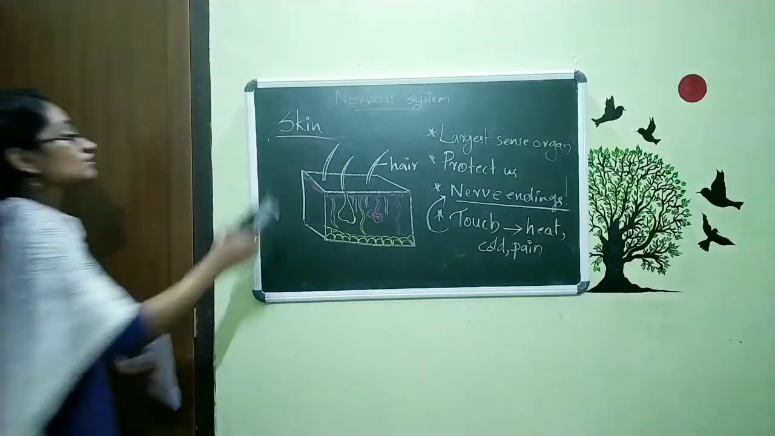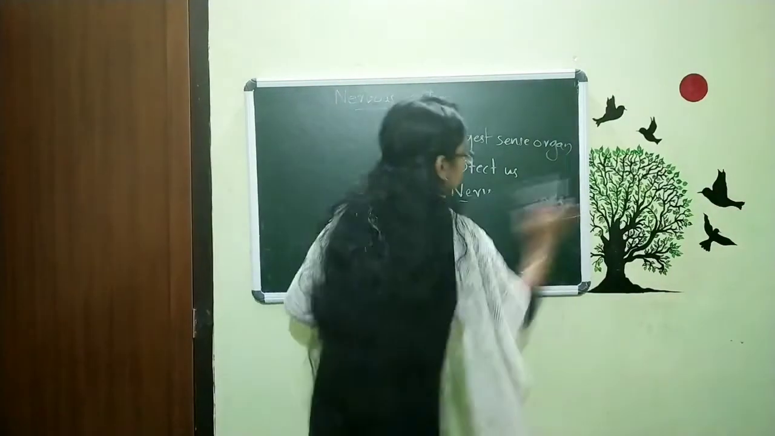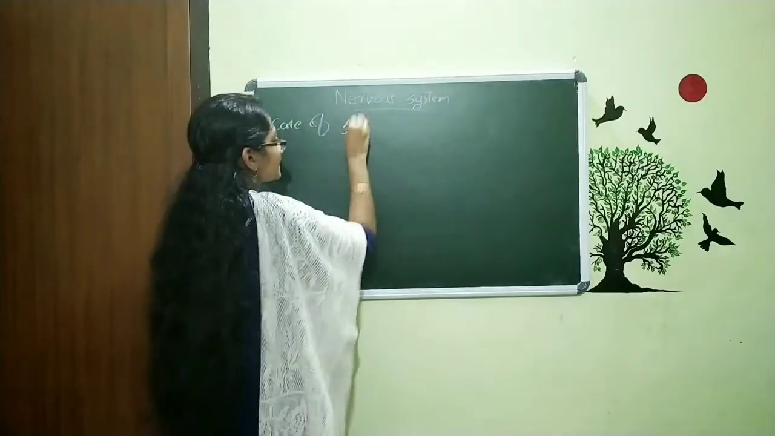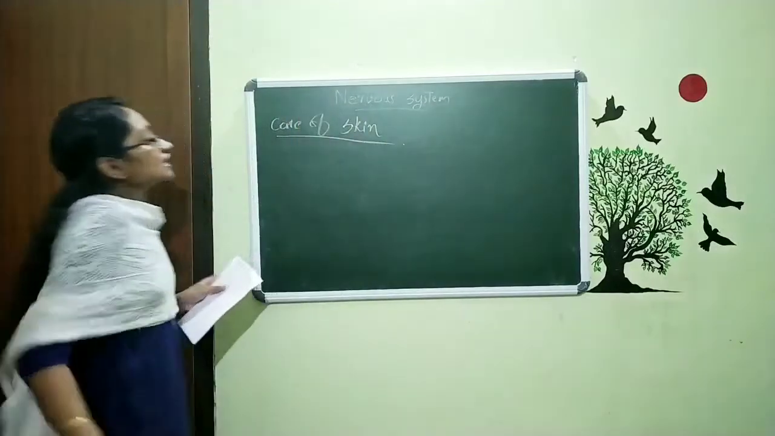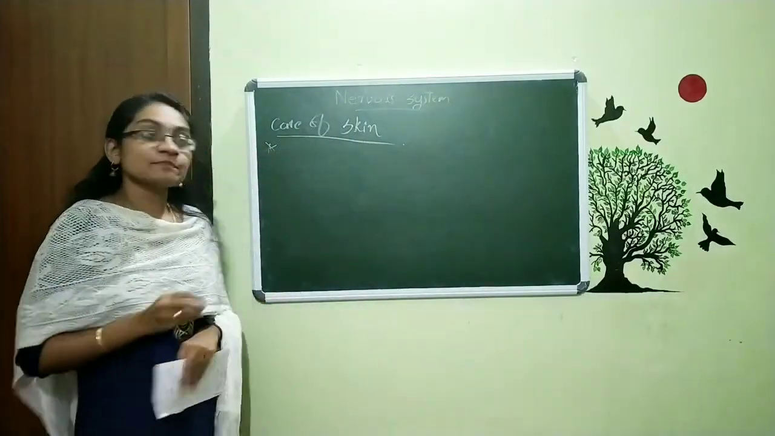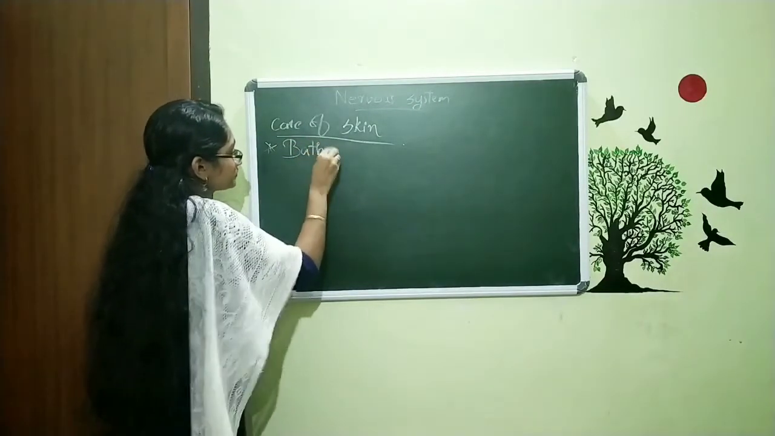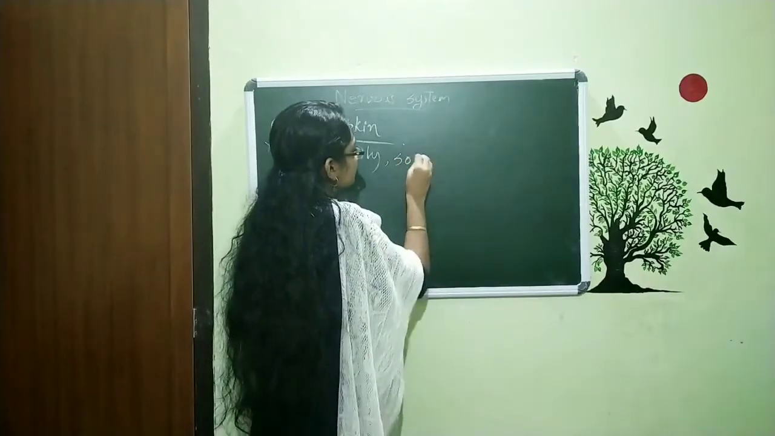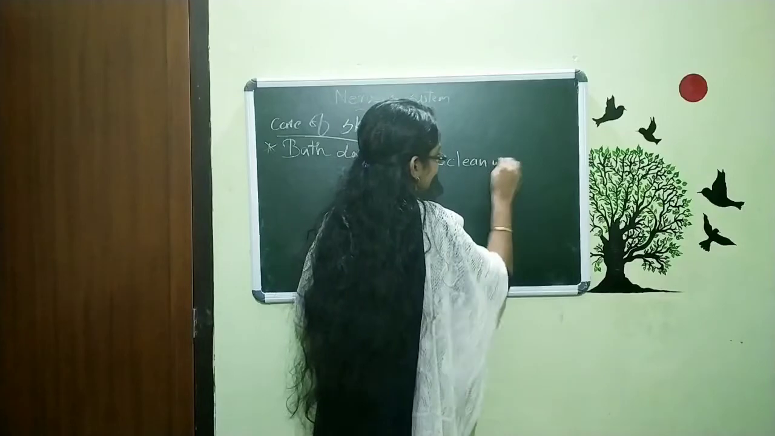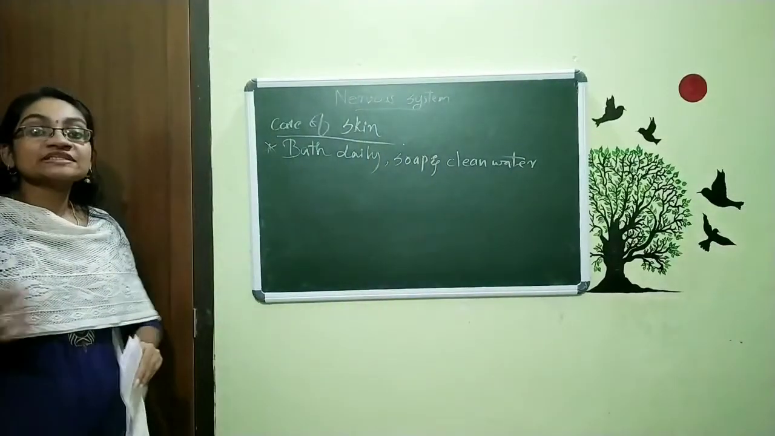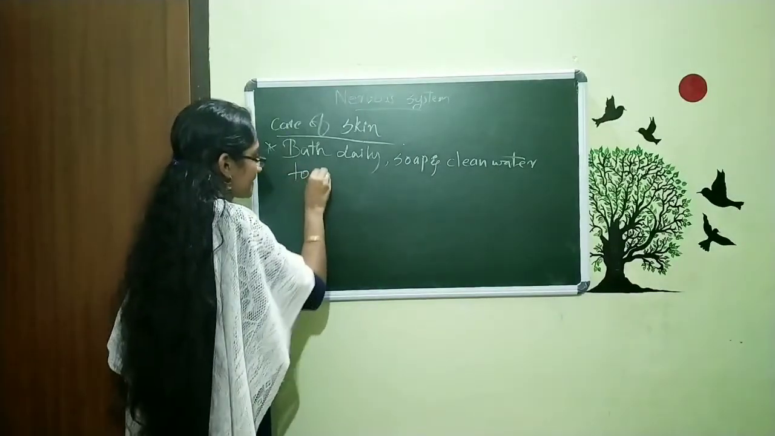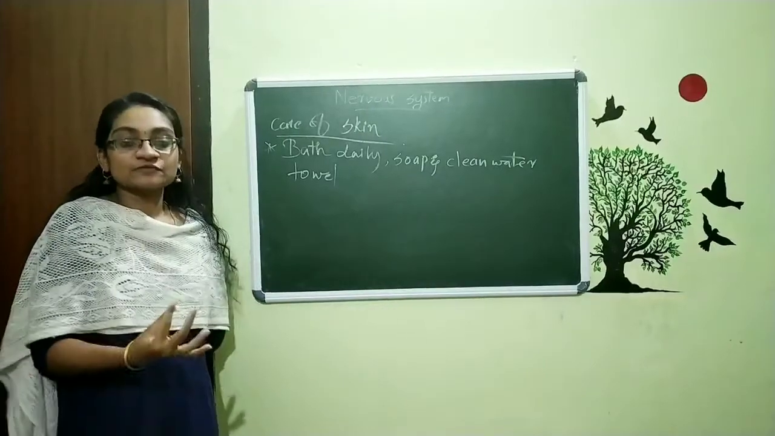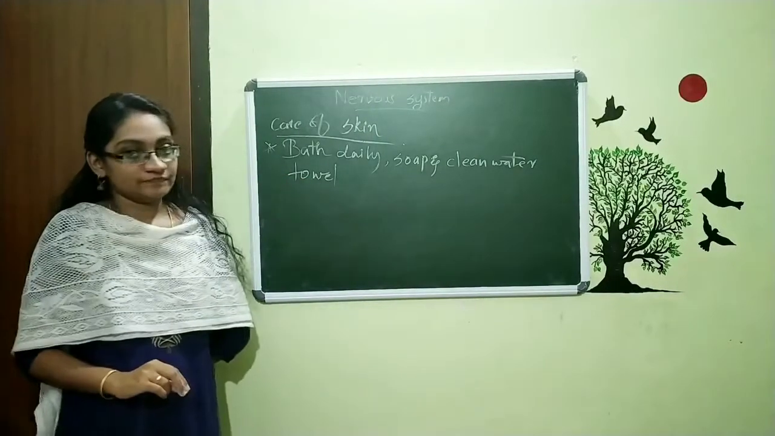Now we are going to study how we want to care for the skin. Care of skin. The first point is this: we want to take a bath daily with soap and clean water. And after the bath, we want to dry our body with a towel. We want to take a bath daily using soap and clean water. After the bath, we want to dry our body with a towel. That is the first point.